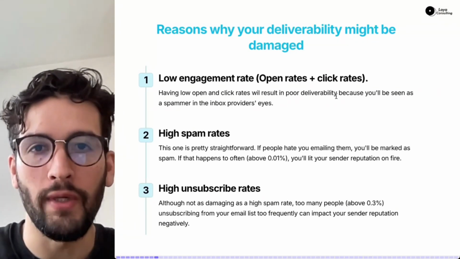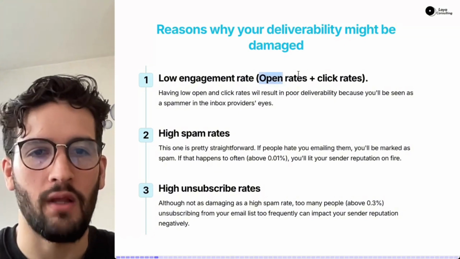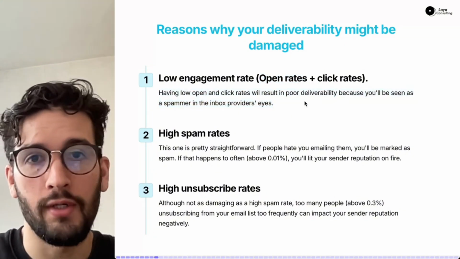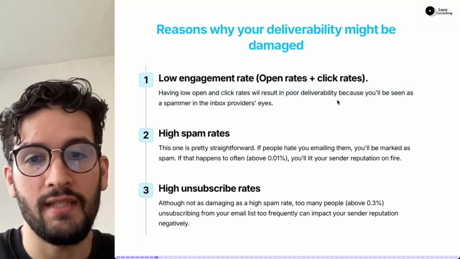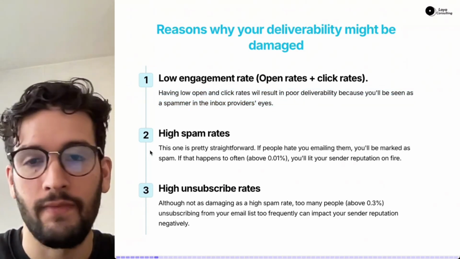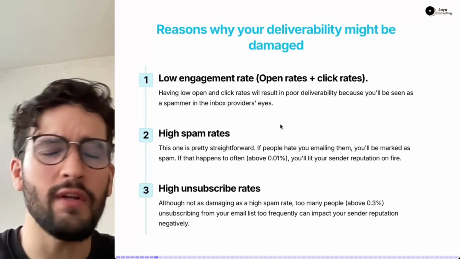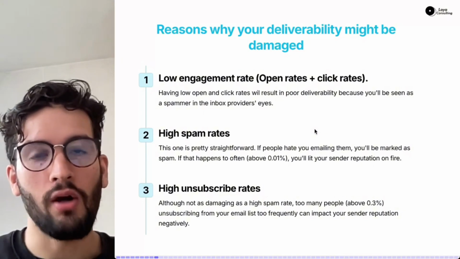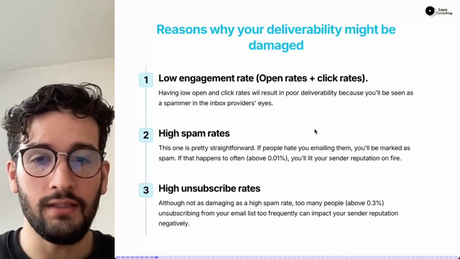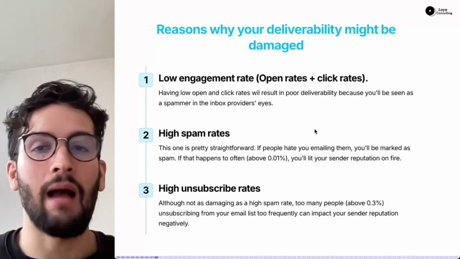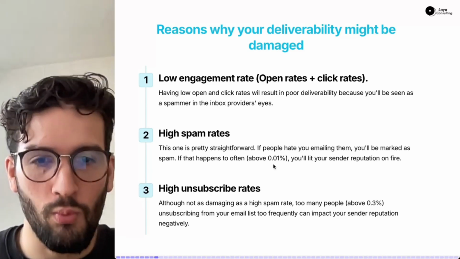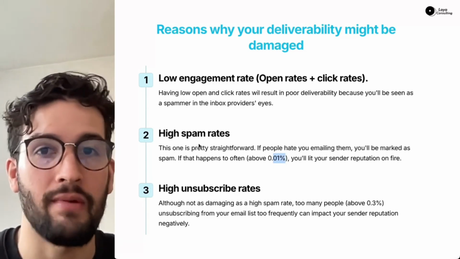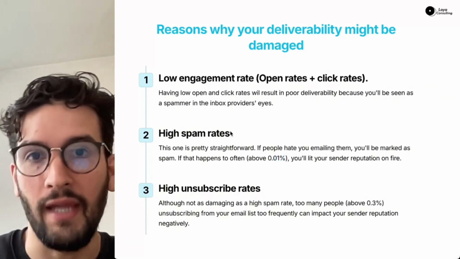Now, reasons why your domain reputation might be damaged. First things first, low engagement rates, so open rates plus click rates. Having low open and click rates will result in poor deliverability because you'll be seen as a spammer in the inbox provider's eyes. Second, high spam rates. This one is pretty straightforward. If people hate you emailing them, you'll be marked as a spammer too often. For example, if this happens above 0.01%, you set your send reputation on fire. So make sure that the emails you send are relevant and engaging as well.